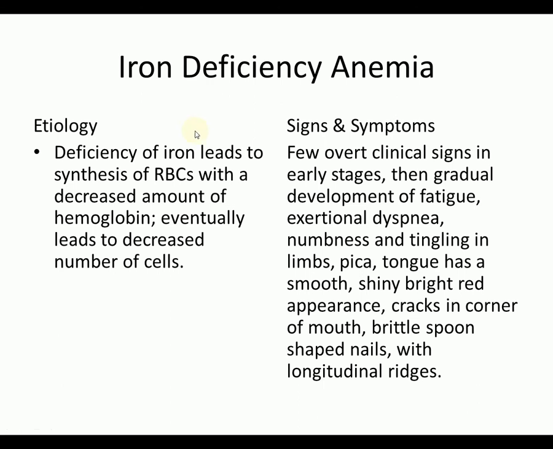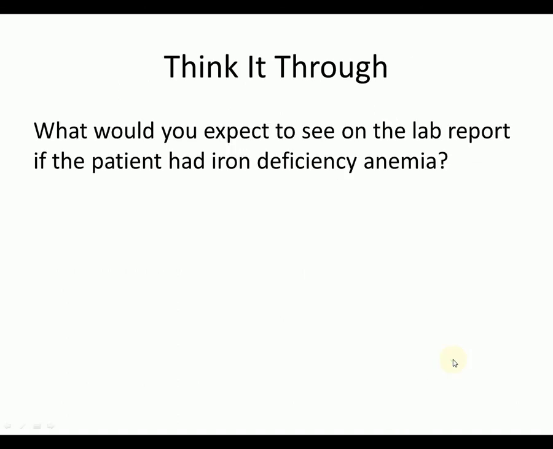The etiology is deficiency of iron, which leads to synthesis of red blood cells with a decreased amount of hemoglobin. Eventually, it leads to a decreased number of cells. Your signs and symptoms are fewer overt clinical signs and symptoms in the early stages. Then they gradually develop into fatigue, exertional dyspnea, numbness and tingling in the limbs, pica. The tongue has a smooth, shiny, bright red appearance, cracks in the corners of the mouth, brittle, spoon-shaped nails with longitudinal ridges on those nails. What would you expect to see in the lab report of a patient with iron deficiency anemia?